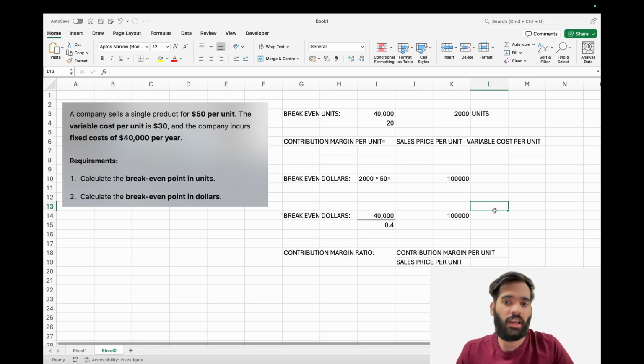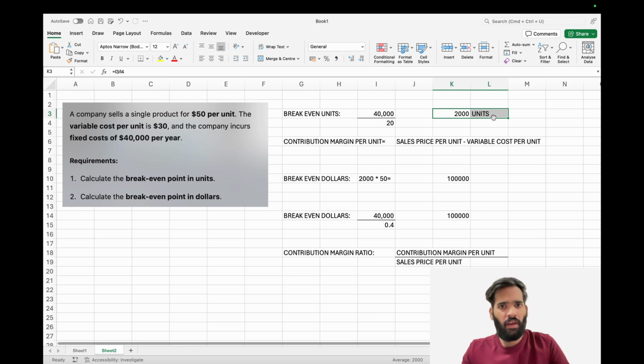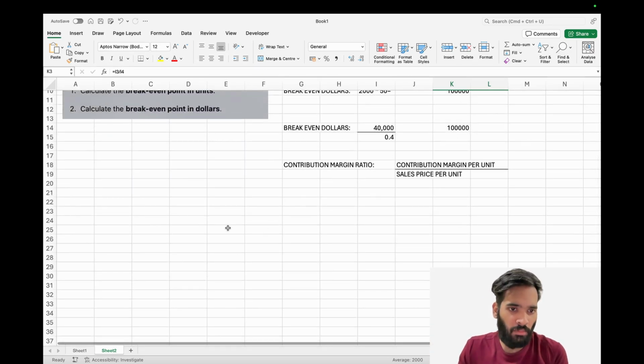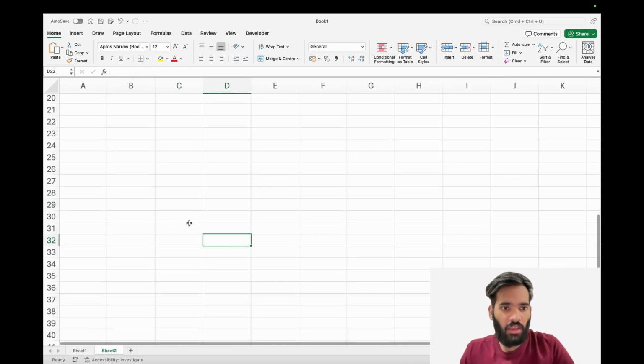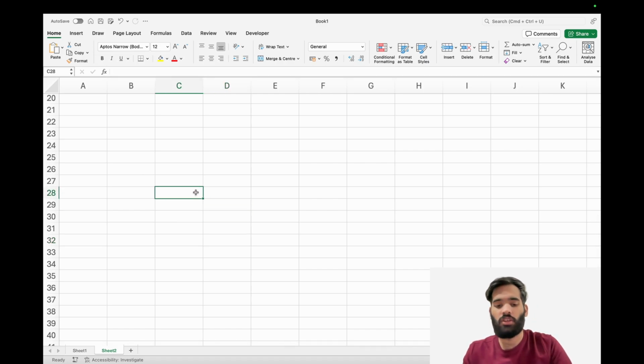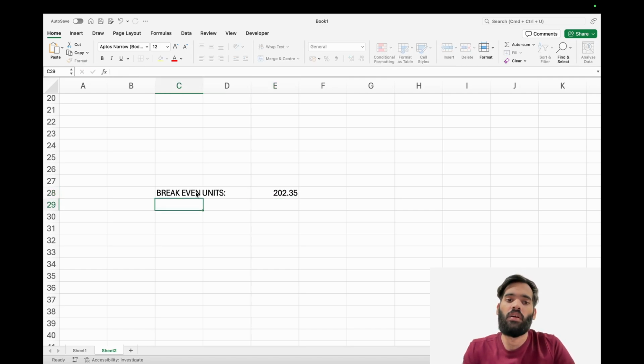And one other thing I would like to mention. In some questions, when you solve the break even in units, you wouldn't get a very clean answer like 2000 units. It will be like a point in decimals. For example, this is just an exam tip, right? Just so you know how to do this. Let's say in the exam you're solving a break even in units question, and the break even in units answer comes out as 202.35.